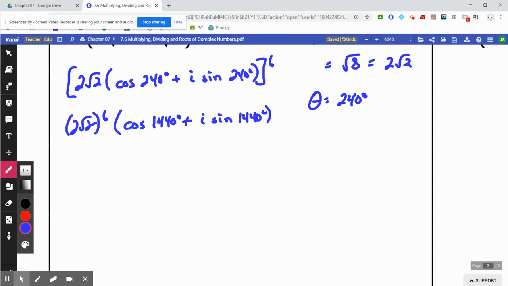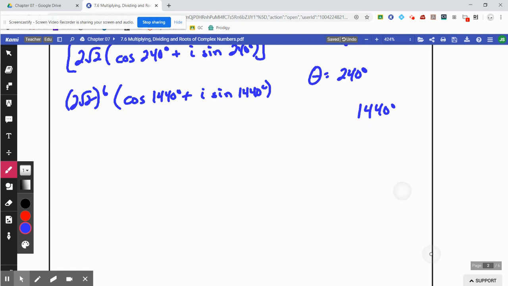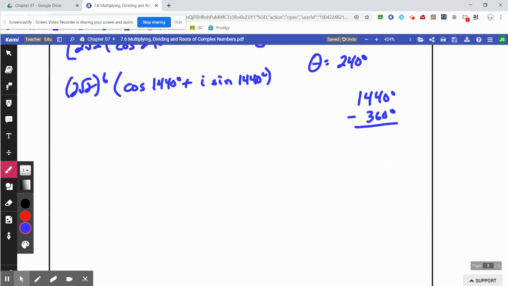But again, we don't want to deal with 1440. Let's talk about what its coterminal angle is. So let's take away some rotations and continue doing that over and over. If you continue subtracting 360 and subtract 360 again, over and over, you actually get 0 degrees. The coterminal angle with 1440 will be 0. So you can replace both of these with 0 degrees.